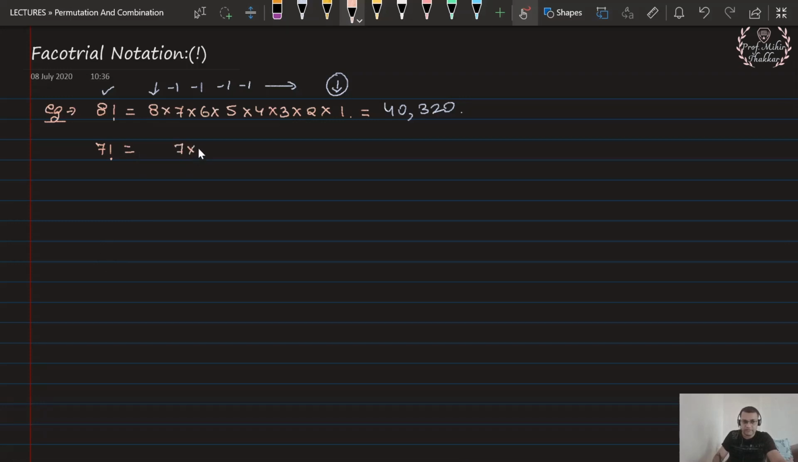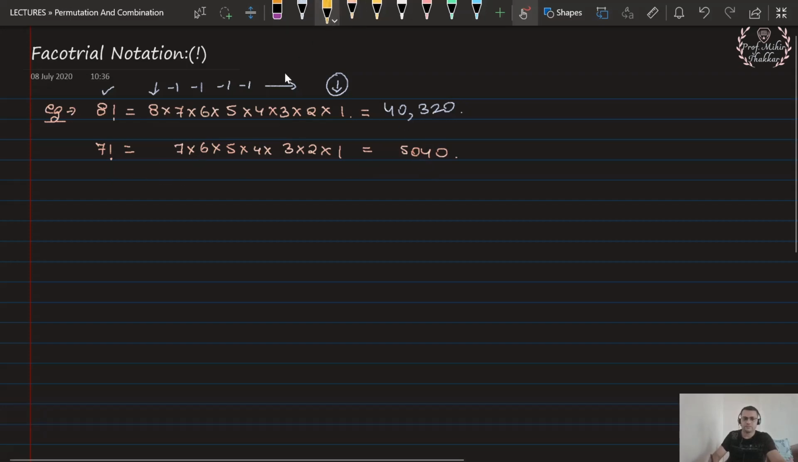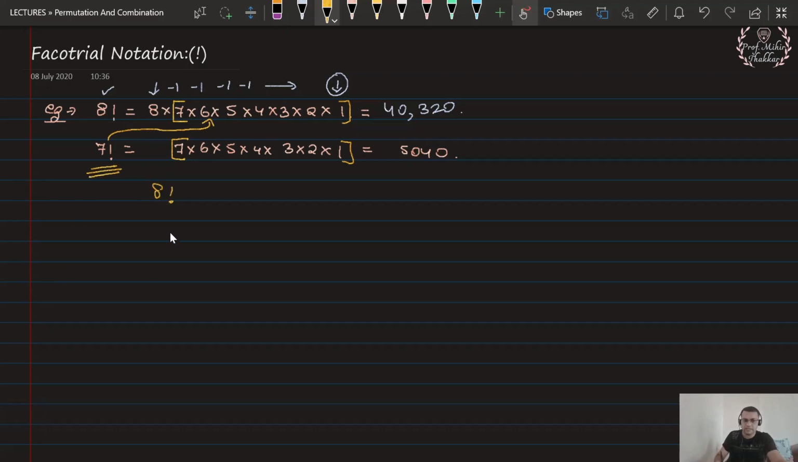In a similar manner, suppose I take one more example, 7 factorial. That is 7, 6, 5, 4, 3, 2 and 1. When I multiply all these numbers, I get the answer 5040. So 7 factorial is 5040. If you observe, 7, 6, 5, 4, 3, 2, 1, all these numbers I can replace by a small notation, 7 factorial.